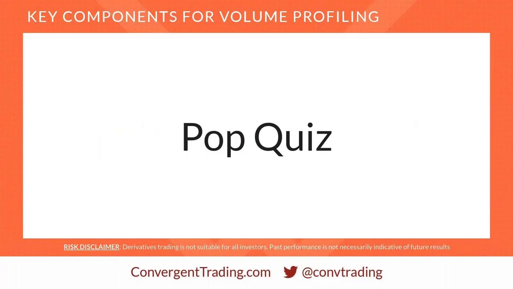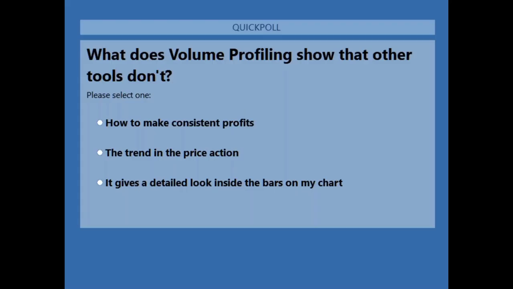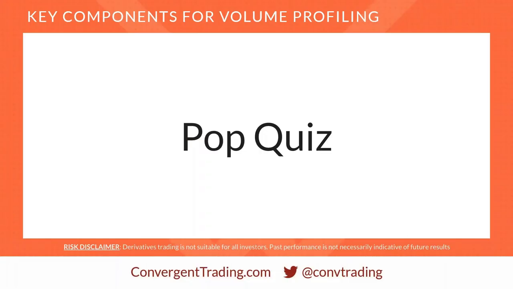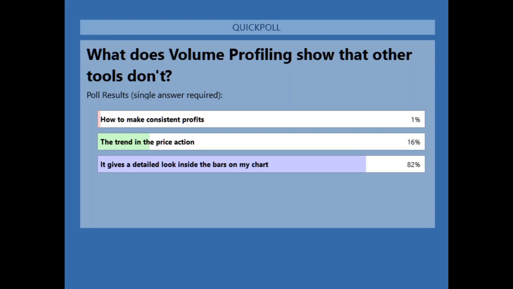Okay. The second question. Here you go. You have 20 seconds. What does volume profiling show that other tools do not? You can only choose one answer. You've got about 6 seconds. Okay, I'm gonna put that away. If you can't vote because you're on a mobile device, there's not much I can do about it, but you can type your answer in if you like. So here's how everybody answered. The correct answer is what 82% of you voted for. It gives you a detailed look inside of the bars on any chart type.